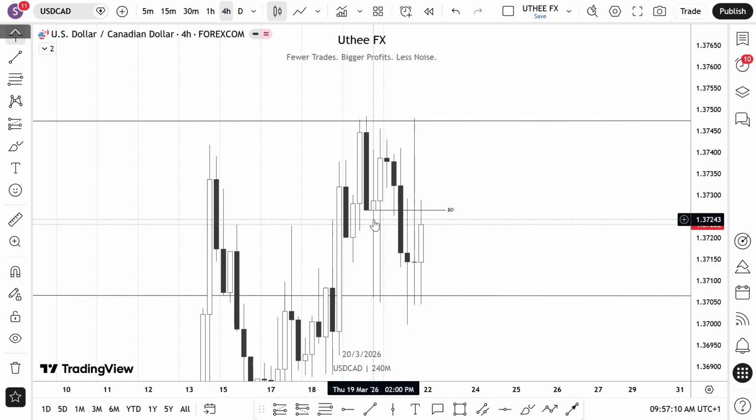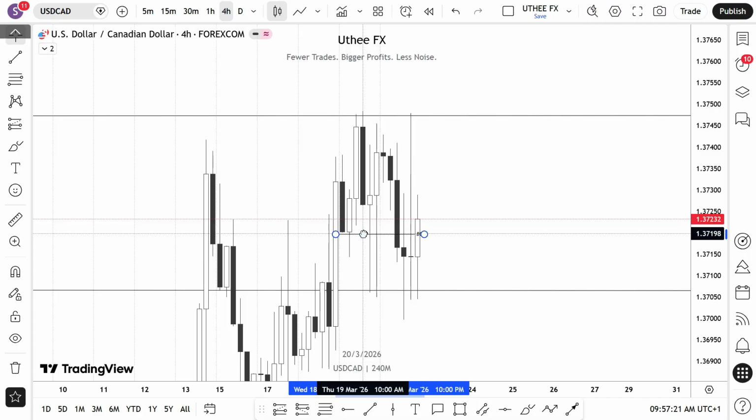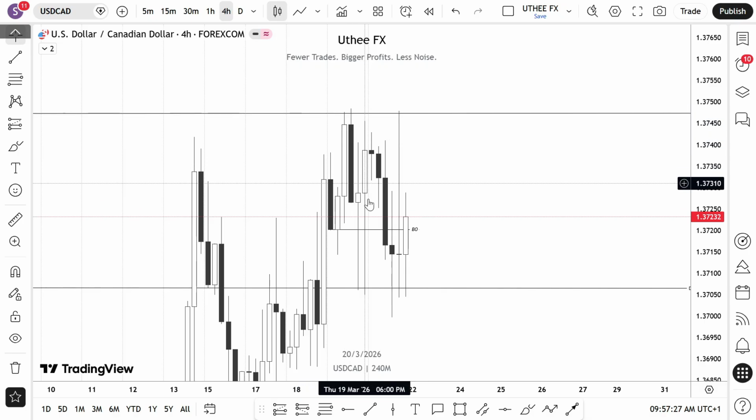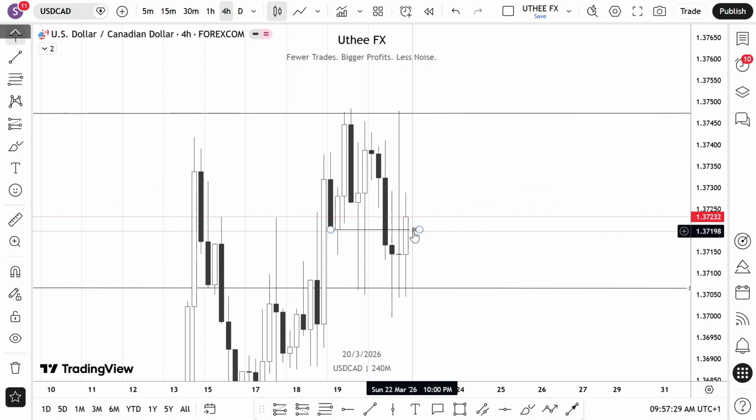Rejection and a break of structure. Now, even if you are looking at this high, because this high did not take out this high, this is now the rejection, right? And then this is now what? The break of structure. You get a rejection and a break of previous structure.